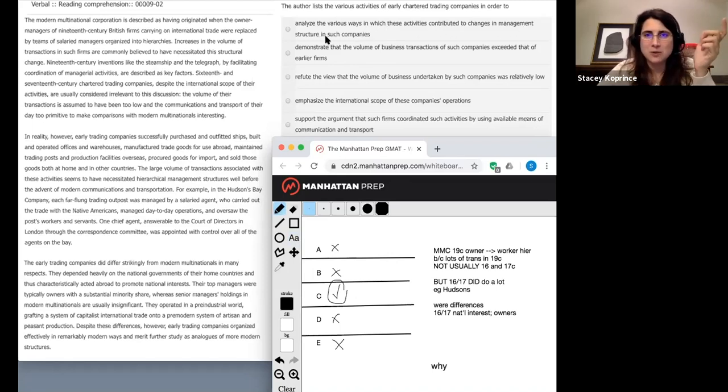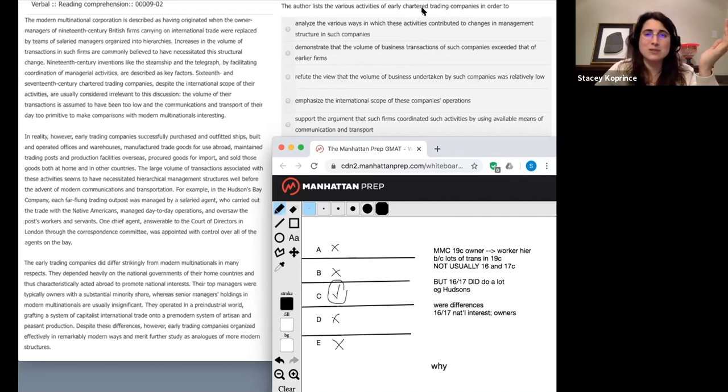It's really a comparison with these other later companies that were the modern multinationals. This one I think is an excellent trap. If I had misread this or just been going too quickly and thought that this was referring to the 19th century companies, because they listed a bunch of transactions or whatever details of those companies, then I would have thought that they were talking about lots of volume of whatever transactions compared to those earlier 16th and 17th century firms. But that's not what's going on here.